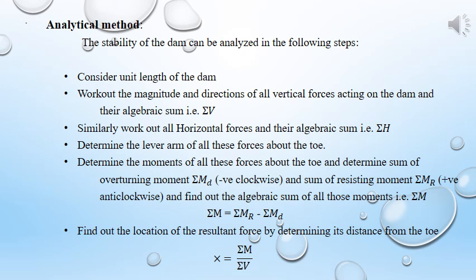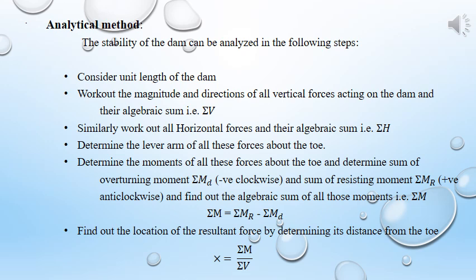Analytical method. The stability of the dam can be analyzed by the following steps. For a unit length of the dam, compute all the forces acting, vertical as well as horizontal. That is the summation of V, the vertical forces, as well as the summation of H, which is the algebraic sum of the horizontal forces.